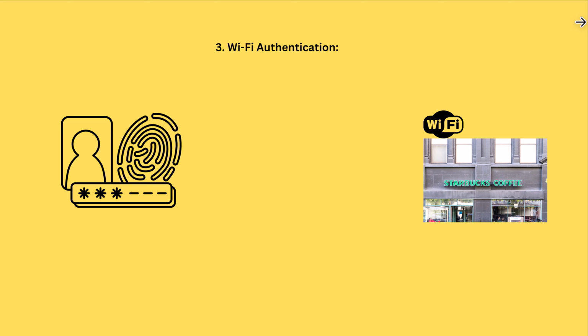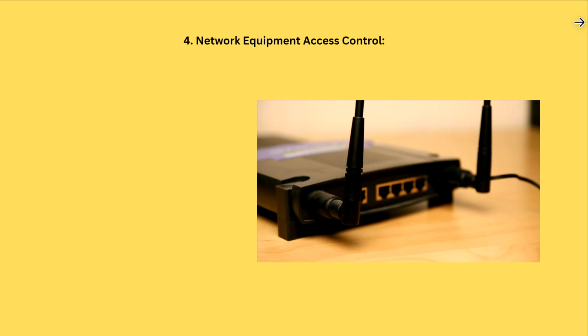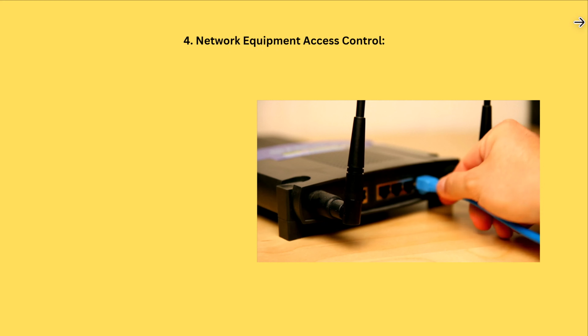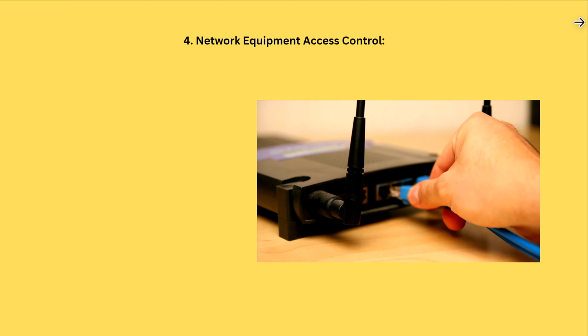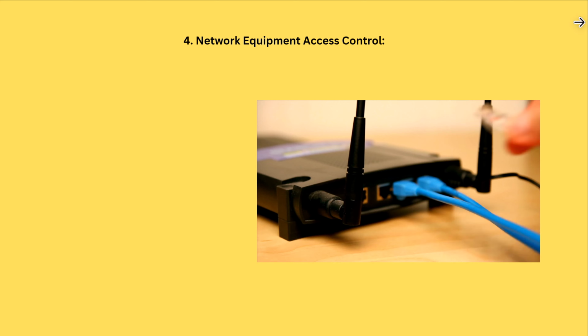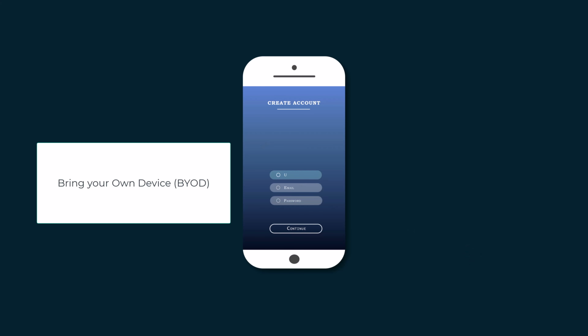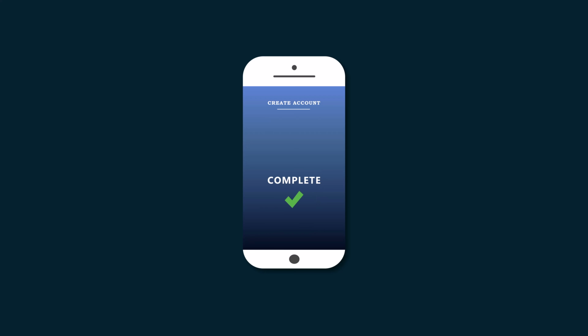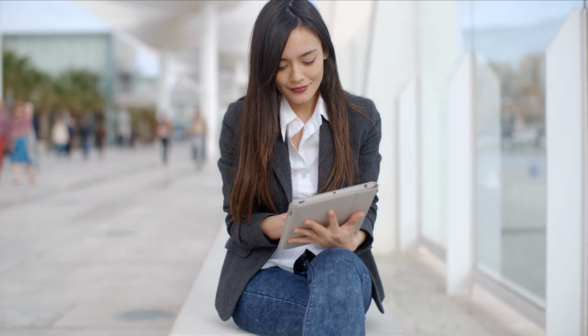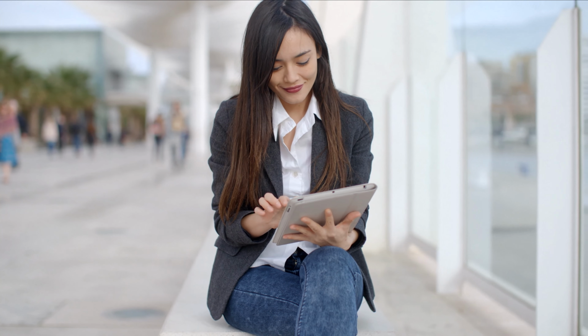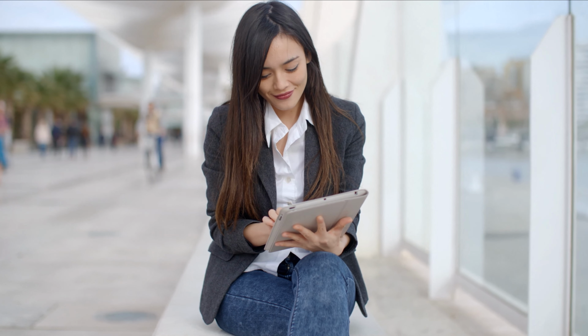Number four is network equipment access control. That means authenticating users before they can access or configure network equipment like routers and switches; you can use RADIUS in this scenario also. Number five is BYOD, bring your own device. Because of the lot of smartphones, laptops, and tablets, anything you bring, RADIUS can identify you in this scenario.